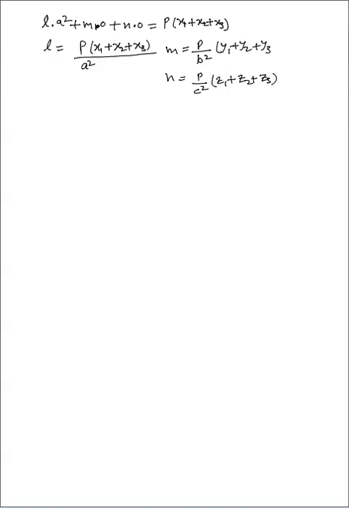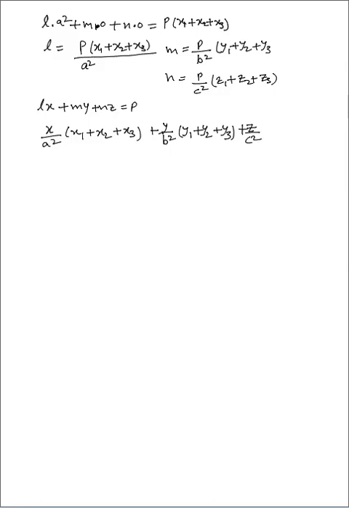So when we put the L, M and N values in Lx plus My plus Nz is equal to P, we get the equation x upon a square times x1 plus x2 plus x3, P will cancel out on both sides, plus y upon b square times y1 plus y2 plus y3 plus z upon c square times z1 plus z2 plus z3 is equal to 1, and this is the equation of plane PQR.